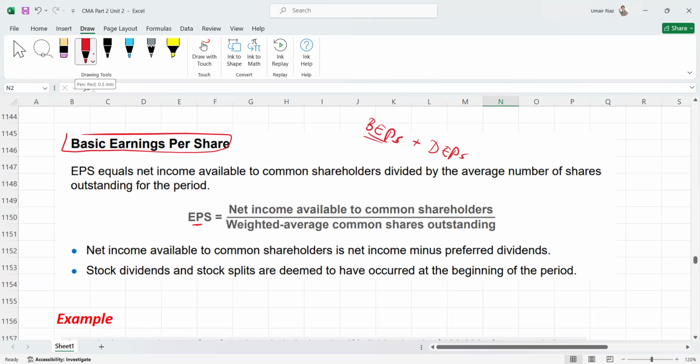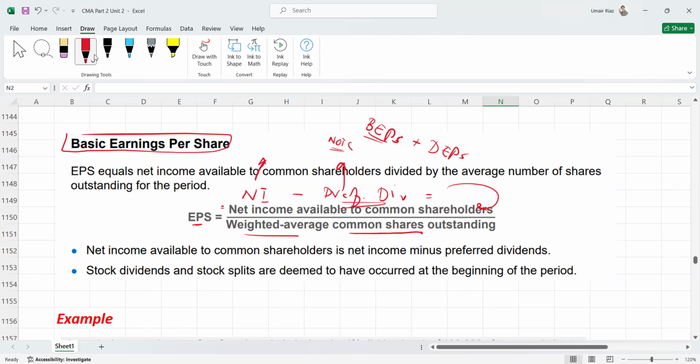This is the formula. We always take net income. From there, we deduct preferred dividend. So this is called income available to common shareholders. Net income we will take from the income statement, and preferred dividend we will deduct, whatever preferred dividend we are paying. And here I'll tell you a note. We have a note attached with the preferred dividend that I'll explain. Then this net income minus preferred dividend, which is known as net income available to common shareholders, we always divide by the weighted average common shares outstanding.